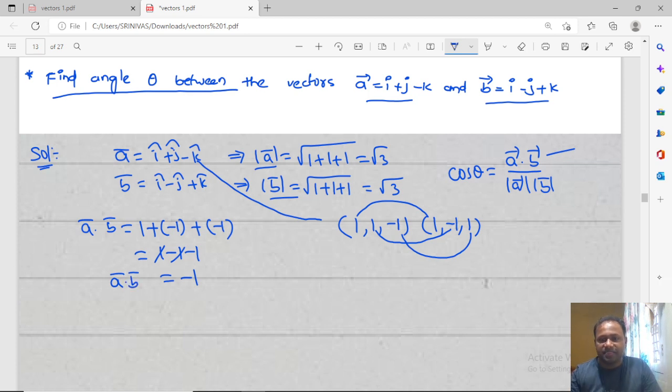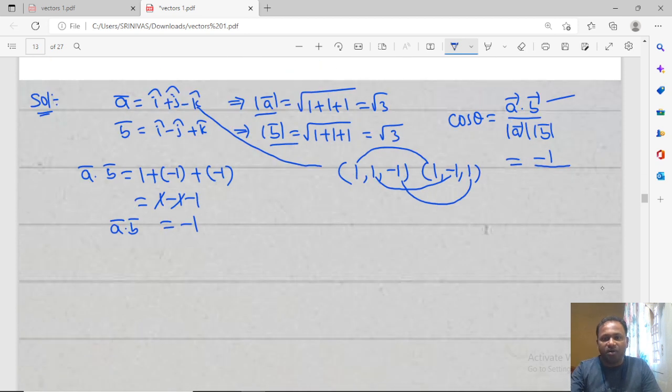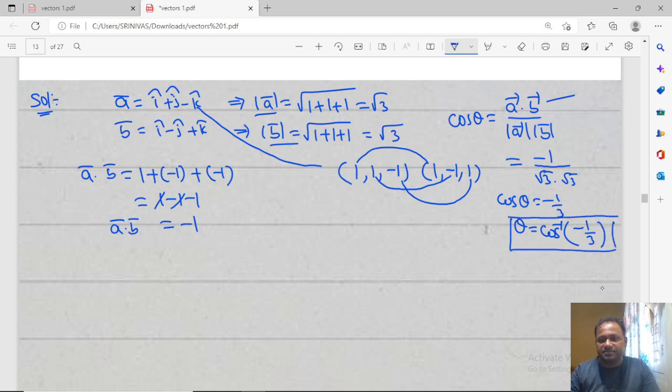Substitute here, that is equal to minus 1 divided by mod a bar, which is nothing but root 3, into root 3. So cos theta is equal to minus 1 by 3. So theta is equal to cos inverse of minus 1 by 3. This will be the answer.